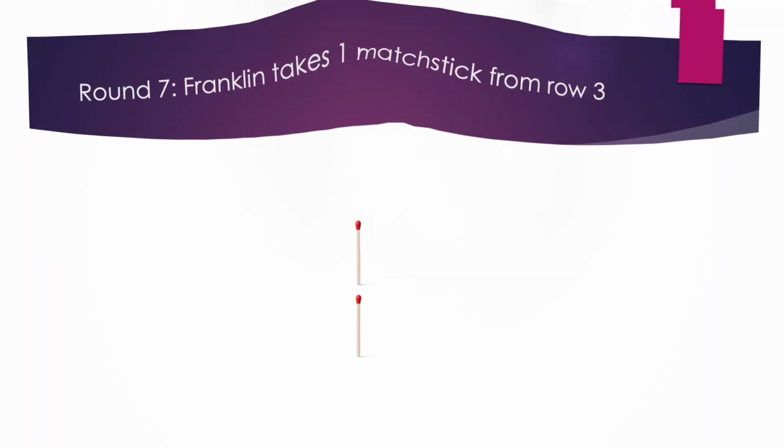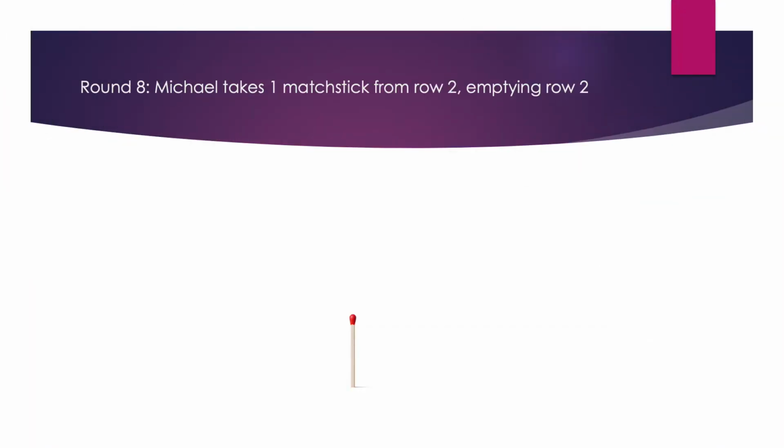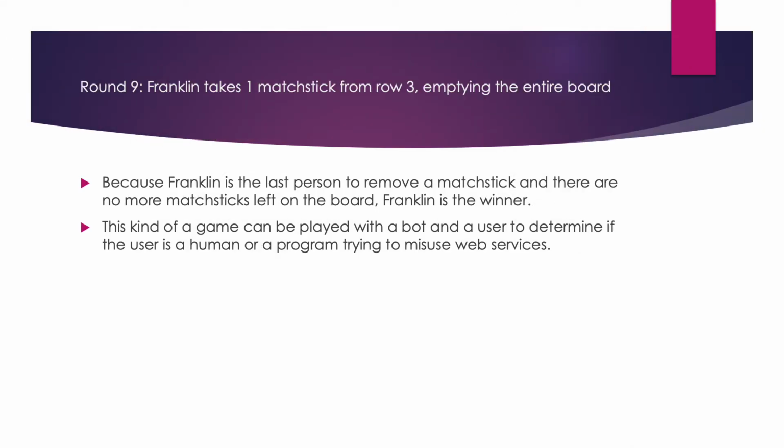And there is 1 matchstick remaining, which is taken by Michael. Therefore, after Michael removes the second to last matchstick, it is Franklin's turn, and Franklin has just 1 matchstick to remove from the board. After Franklin removes that matchstick from the board, Franklin is the winner of the game. This kind of a game can be played with a bot and a user to determine if the user is a human or a program trying to misuse or exploit web services.